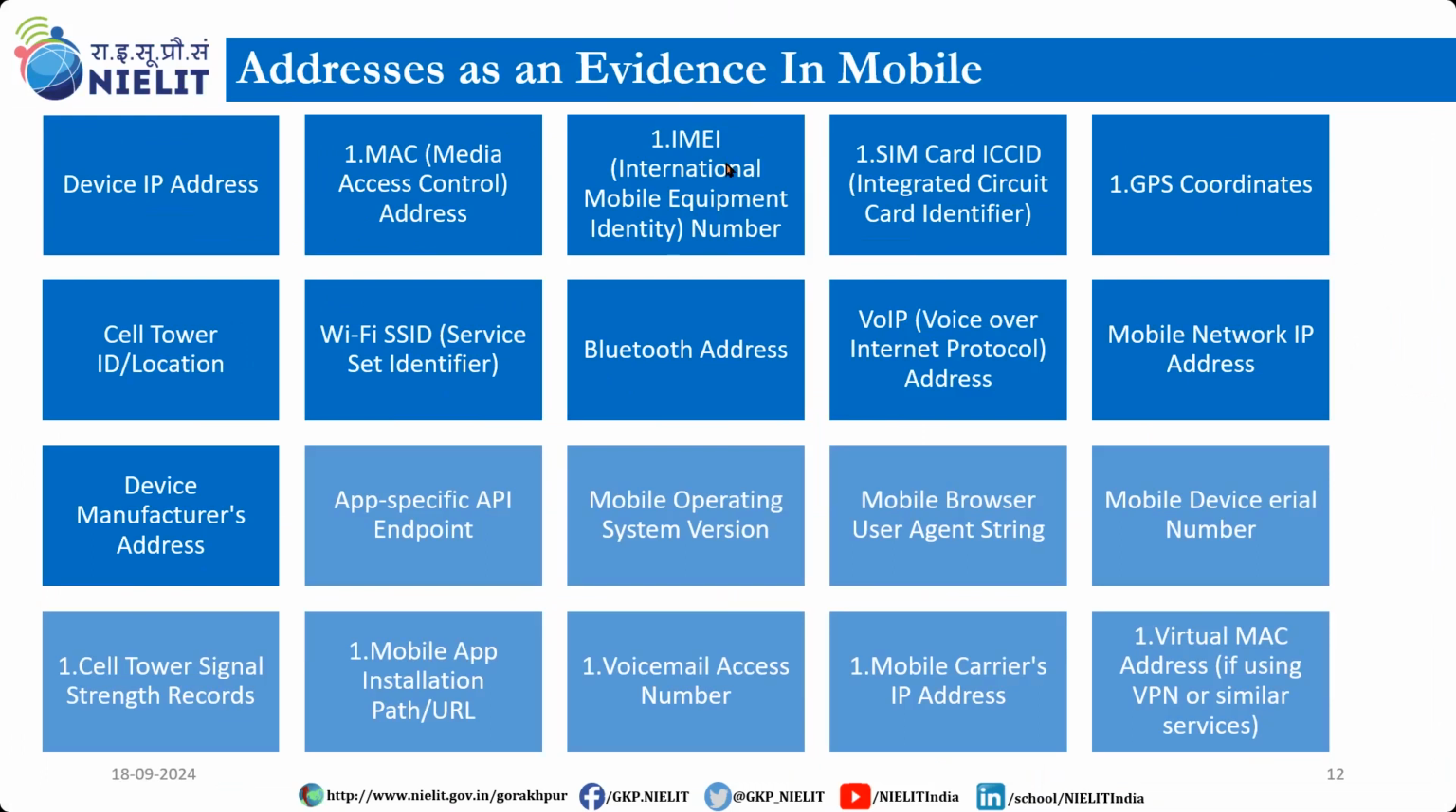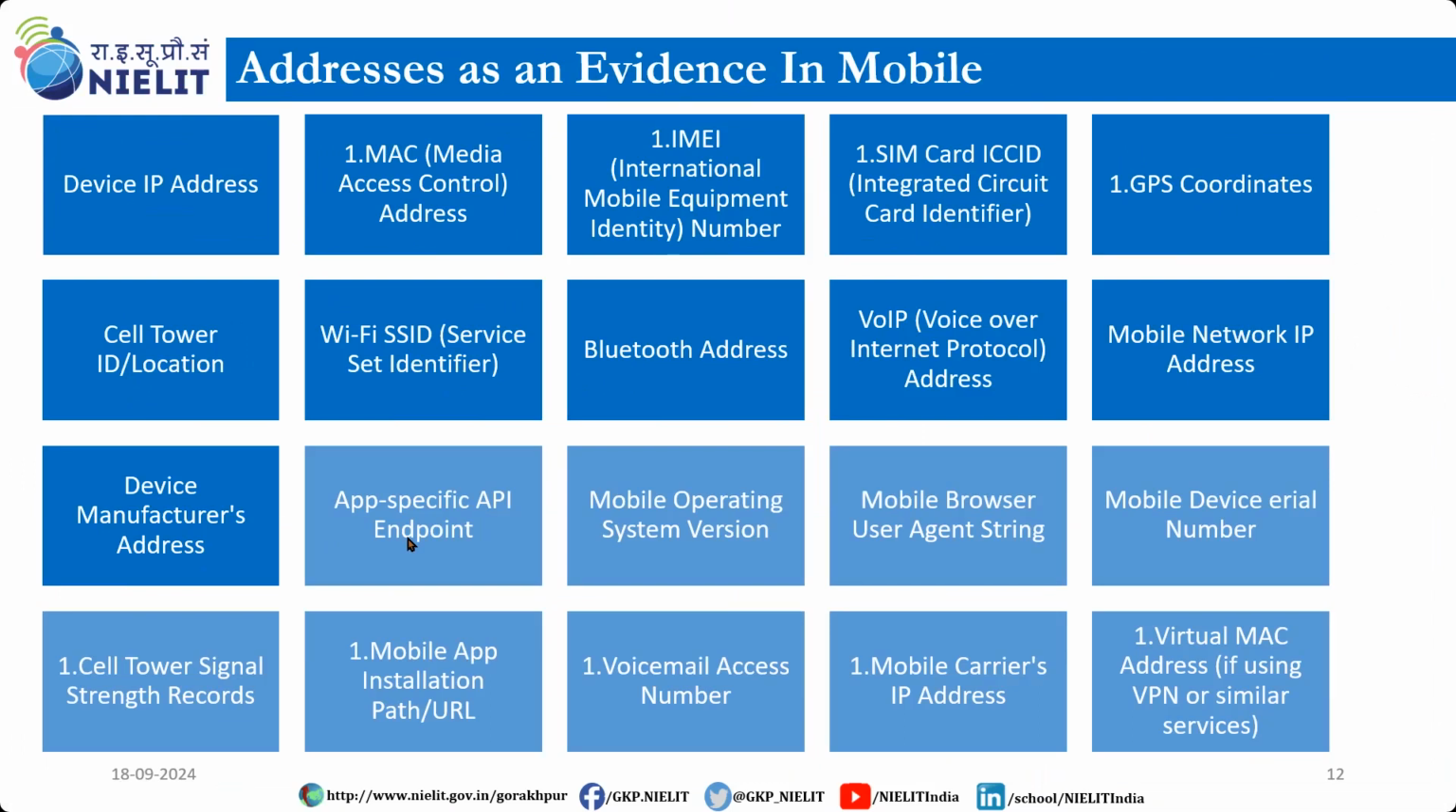So this IMEI number is allocated to the handset. Then the SIM card number, the SIM card ICC ID number, so integrated circuit card identifier, then GPS coordinate, cell tower ID, location, Wi-Fi SSID, then Bluetooth MAC address, then VoIP, then mobile network IP address, device manufacturer's address, then app specific API endpoint.